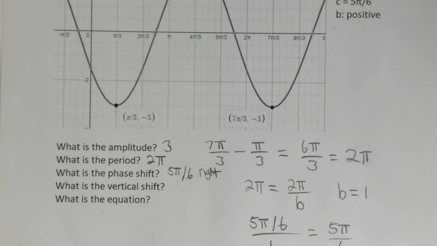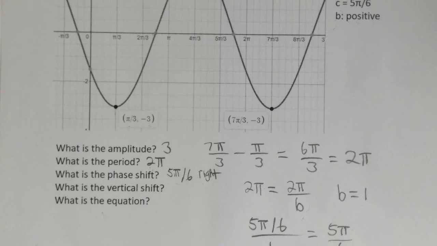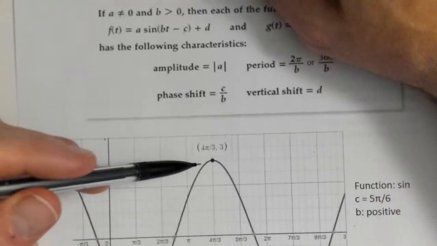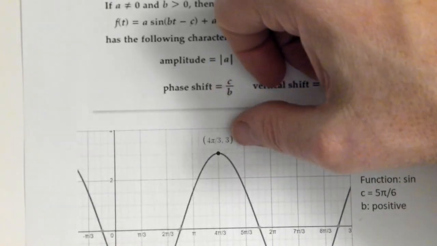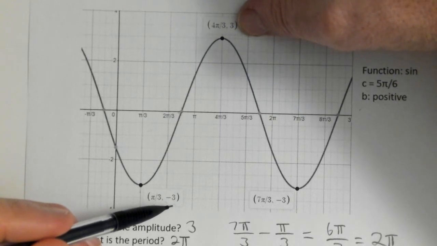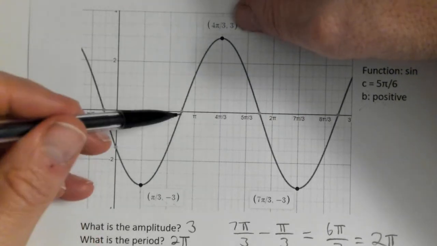What's the vertical shift? And so remember, the vertical shift is going to be how much we've shifted up and down. And so what we can do here is look at the difference between the high and the low, the max and the min, and say that the middle of the graph right here is at 0.